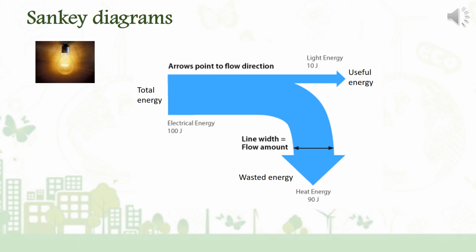So when we are studying this Sankey diagram, you can understand a light bulb is very inefficient. Why is that? Because 90% of energy is wasted here. Only 10% we are using as the light energy. To indicate this, we are using Sankey diagrams.